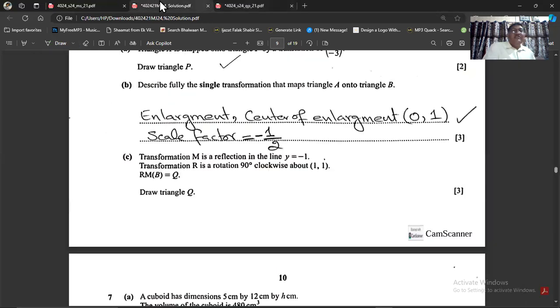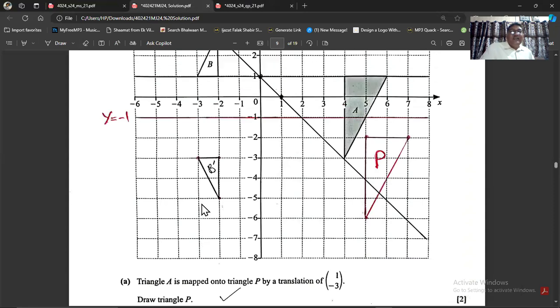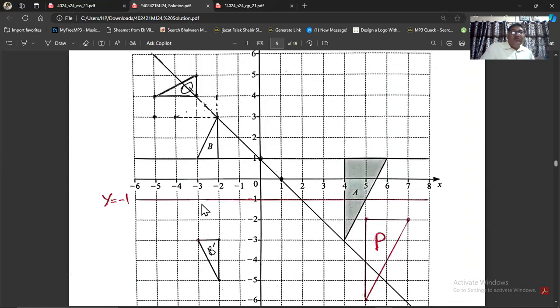So this is how we will get to that thing. So let me show you. First of all, we have to do the reflection in the y equals to minus 1. So first of all, this is the original B, and we have to reflect this in the y equals to -1. So you can see this red line, this is y equals to -1. So I will reflect this triangle in this. So this vertex is 2 steps up, so its image will be 2 steps down. This vertex is 2 steps up, so its image will be 2 steps down.